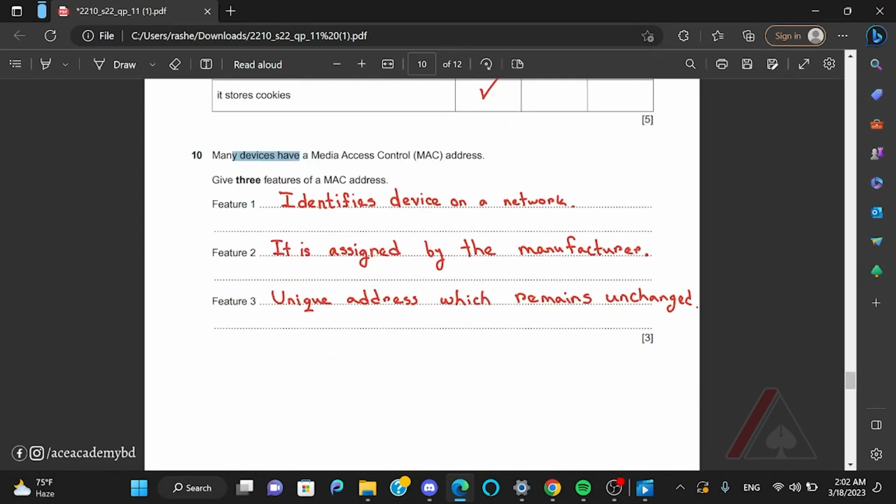Now moving on, 10. Many devices have a media access control MAC address. Give three features of a MAC address. Now, a MAC address is essentially a physical address which refers to the network interface card, and it identifies the device on a network. Number 2, it is assigned by the manufacturer, and number 3, it is a unique address which remains unchanged throughout.